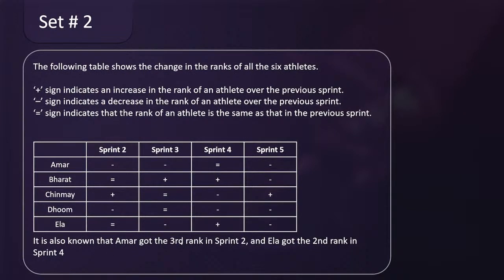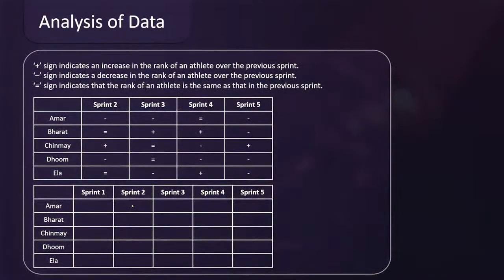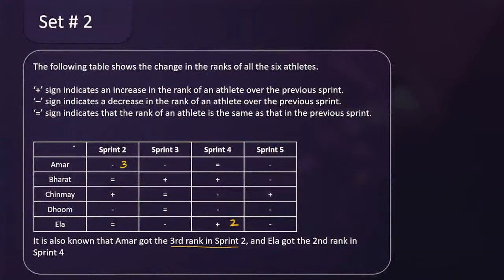It is also known that Amar got third rank in sprint number 2. So Amar got rank 3 in sprint 2 and Ela got rank 2 in sprint number 4. In sprint number 4, Ela got rank 2. Okay, so 3 and 2, I will fill these ranks. So I already have these ranks with me. Okay, now let's try and fill the other ranks, right? सो या फिर ऐसा करते हैं, वही वाली टेबल को यूज कर लेते हैं, यहाँ पे ही फिल कर लेंगे एंड स्प्रिंट 1 की रैंक्स आई विल बी राइटिंग हियर.